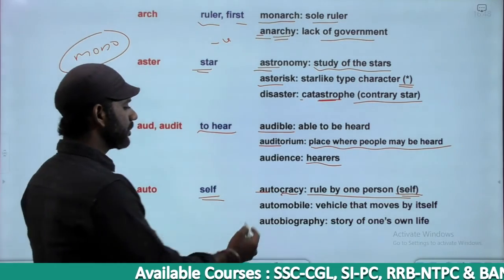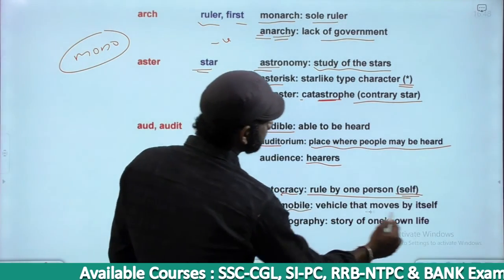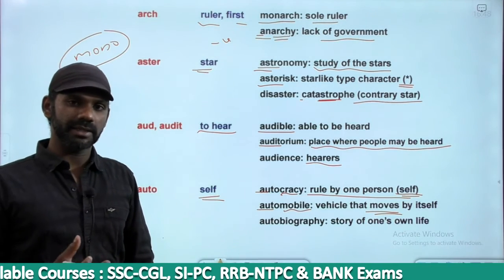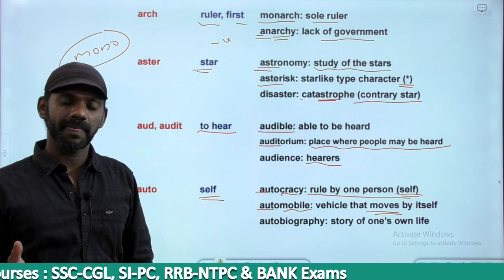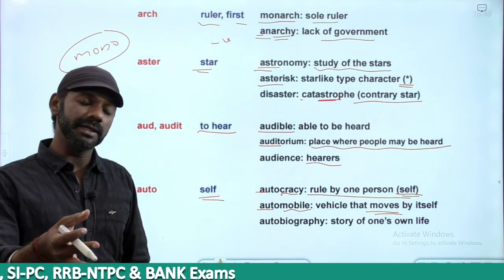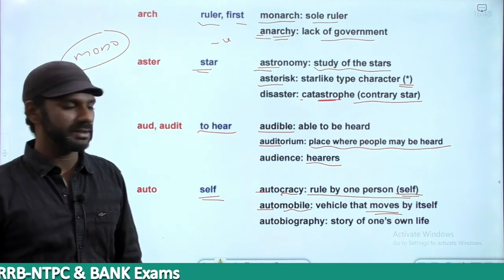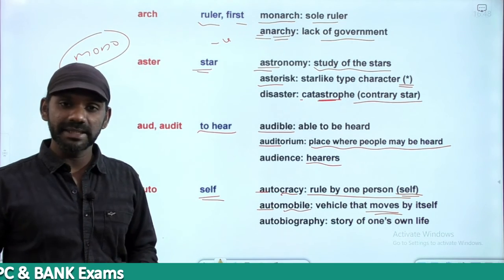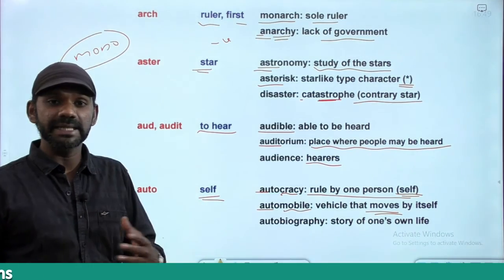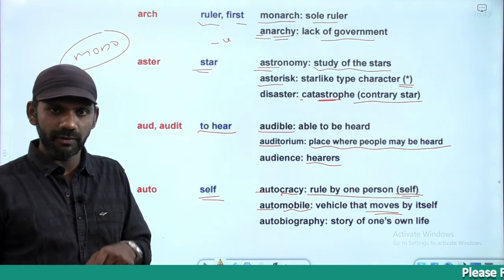Automobile. Auto means self. Mobile in the sense that can be moved. Mobile phone, that can be taken anywhere. Mobile vegetable store, that moves. Mobile mortuary and all. So automobile, auto means self, mobile is something that moves. So a vehicle that moves by itself is called an automobile. We have automobiles.